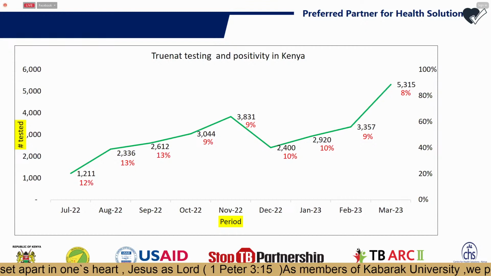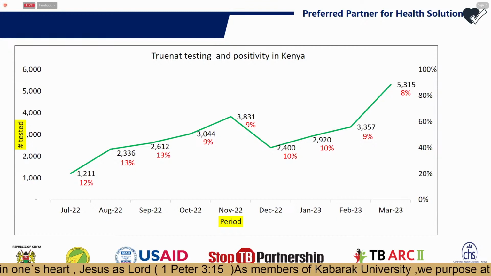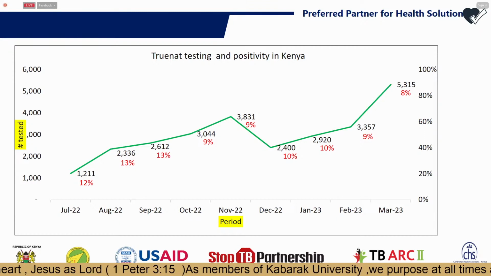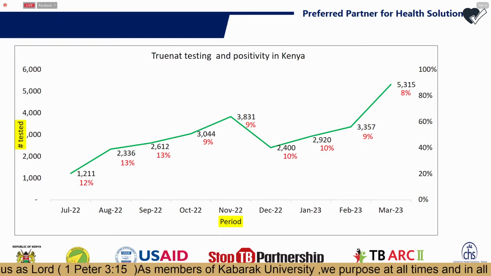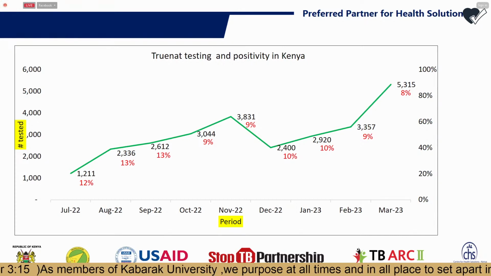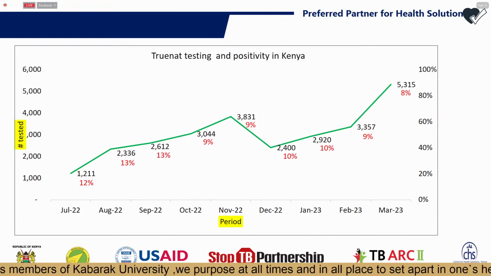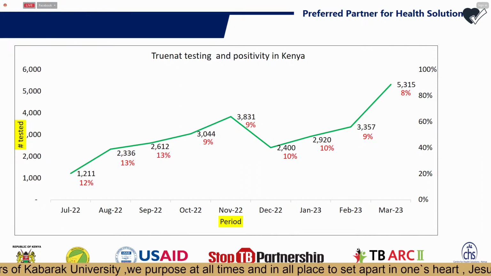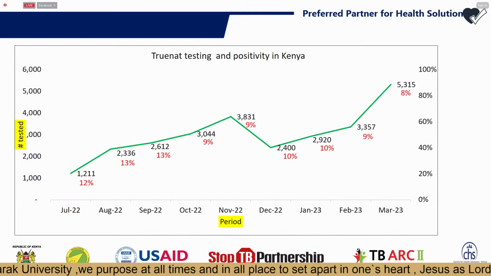This is for you to appreciate the Truenat testing trends. We were on an upward trajectory up to around November. We know in December people go on Christmas mood and the numbers go down. But we have really been able to push a lot, and you can see where we are at the month of March.